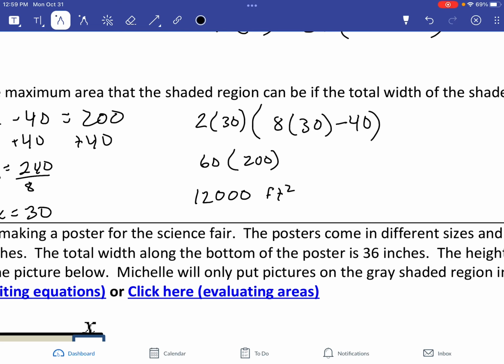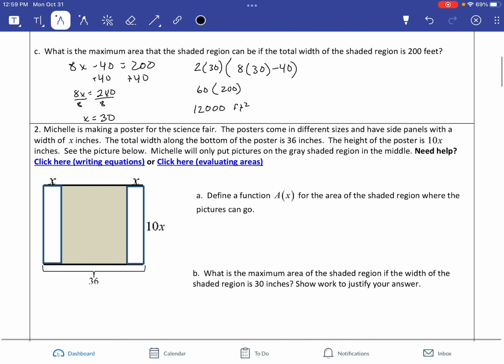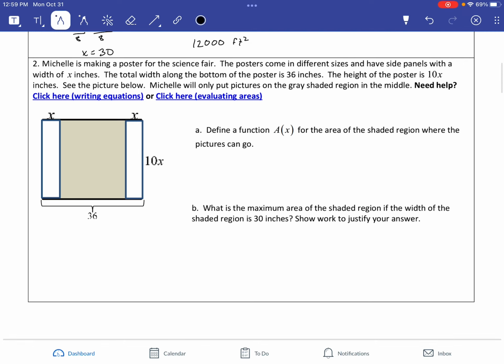Next, we have the same type of question. Michelle is making a poster for the science fair. The posters come in different sizes and have side panels with a width of x inches. The total width along the bottom of the poster is 36 inches. The height of the poster is 10x inches. See the picture below. Michelle will only put pictures in the gray shaded region in the middle. So this one's a little bit more tricky, but it's the same idea.